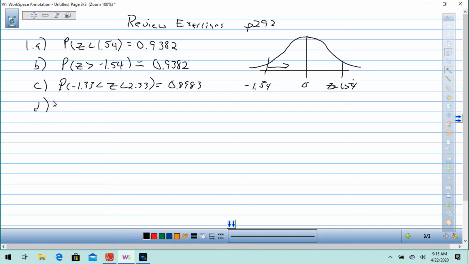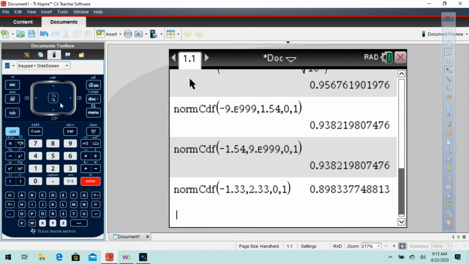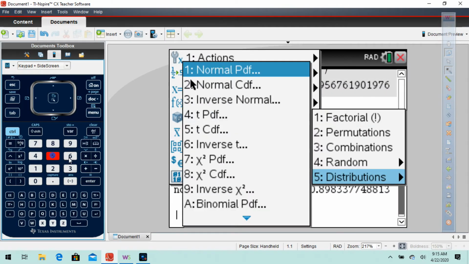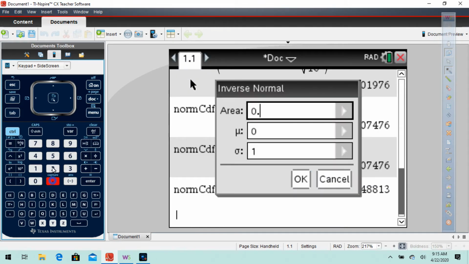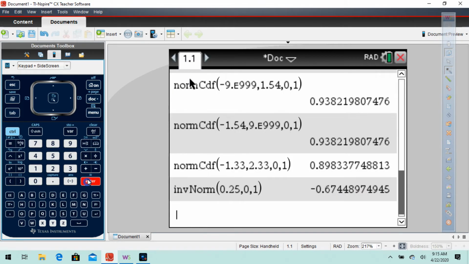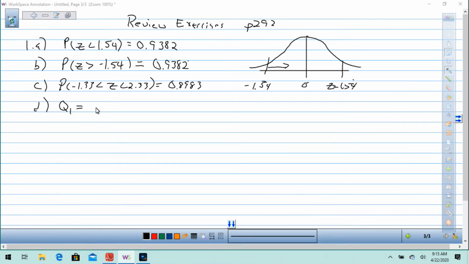D, find Q sub 1, the bone density test score separating the bottom 25% from the top 75%. So Q sub 1 is Menu 5, 5, 3, 0.25, and that's negative 0.67. Negative 0.67.